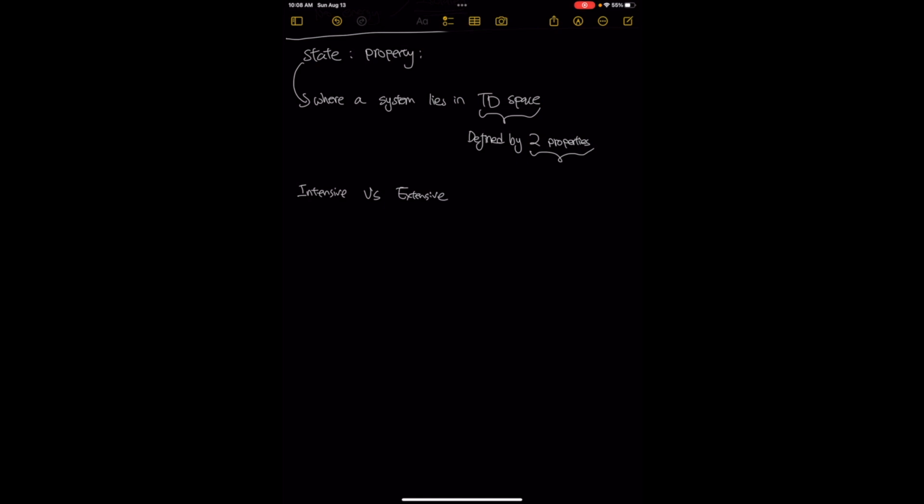So let's talk about what the intensive properties are. That's something that doesn't change. Can you think of something? I know you guys probably have some answers. For example, temperature, right? Temperature. If you take, maybe let me use one example right now.